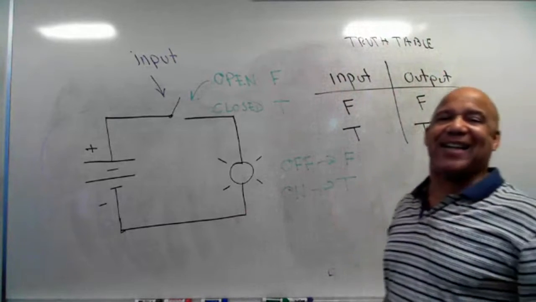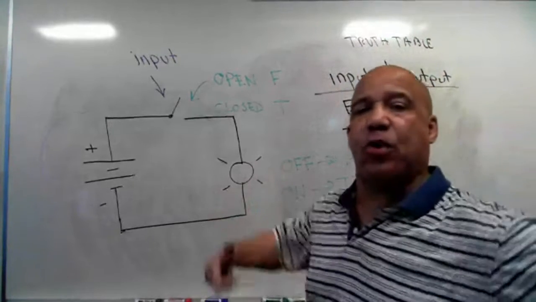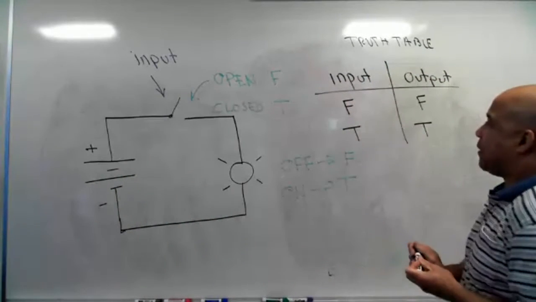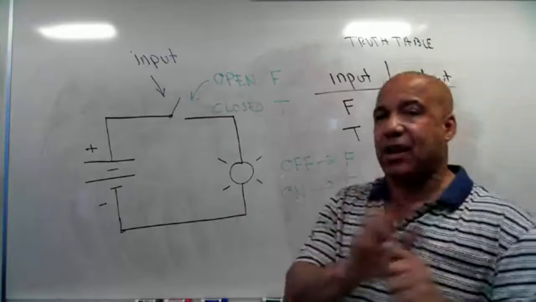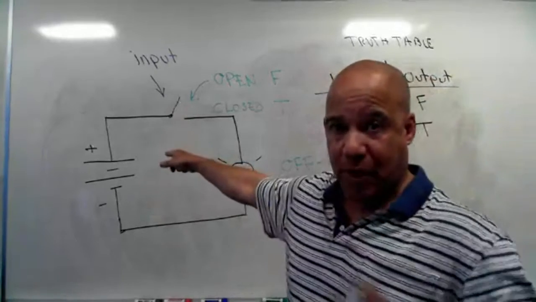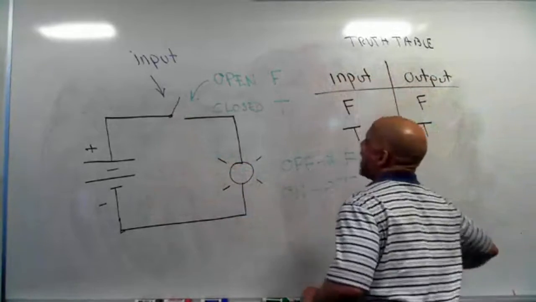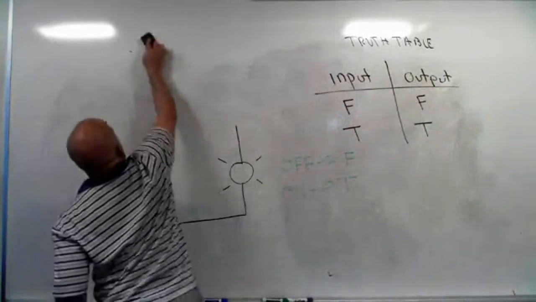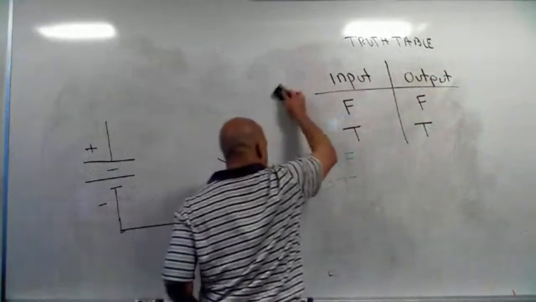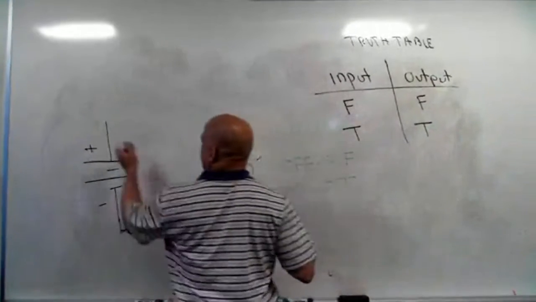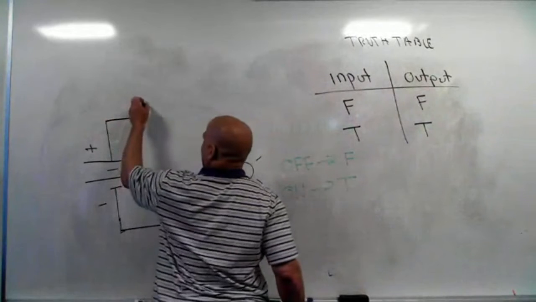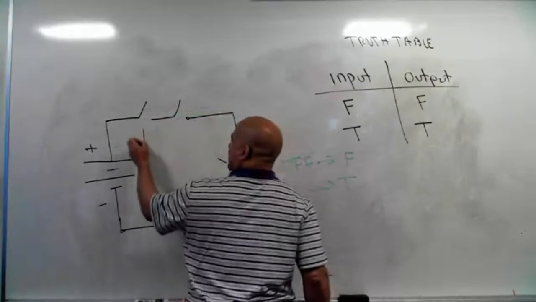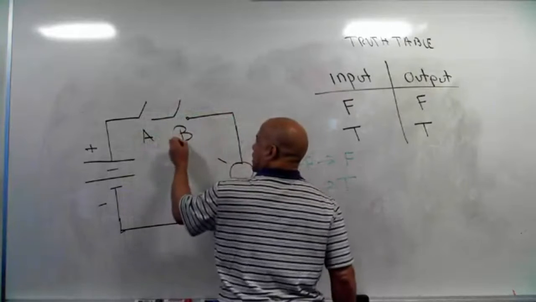And this truth table defines the type of logic we're going to use for a certain application. Now, think about this. What if I add another switch to this circuit? Watch this. If I add another switch, so instead of having a single pole, single throw switch, I do something like this. I got this switch, and I got that switch. And I'm going to call this switch A, and switch B.